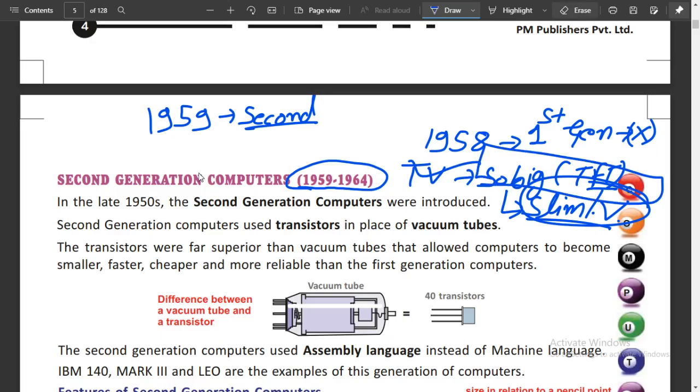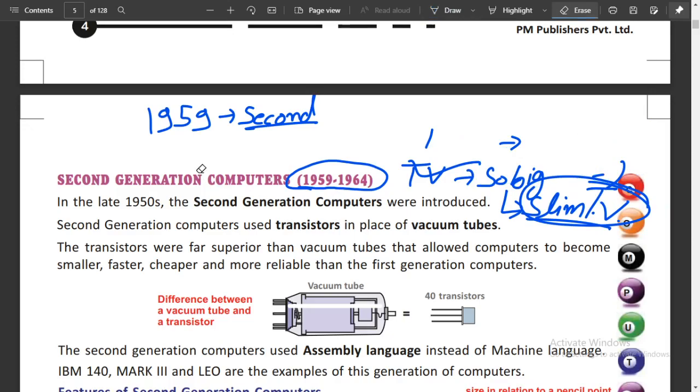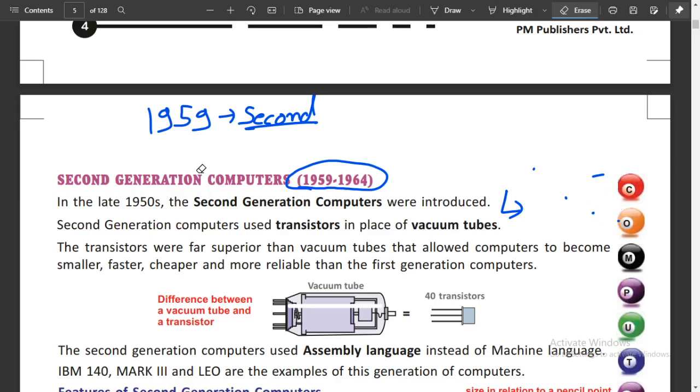If you wanted to buy this TV, you won't be able to buy it because it's not in the market even. You will not find it anywhere in any shop. Why? Because it is not in function.